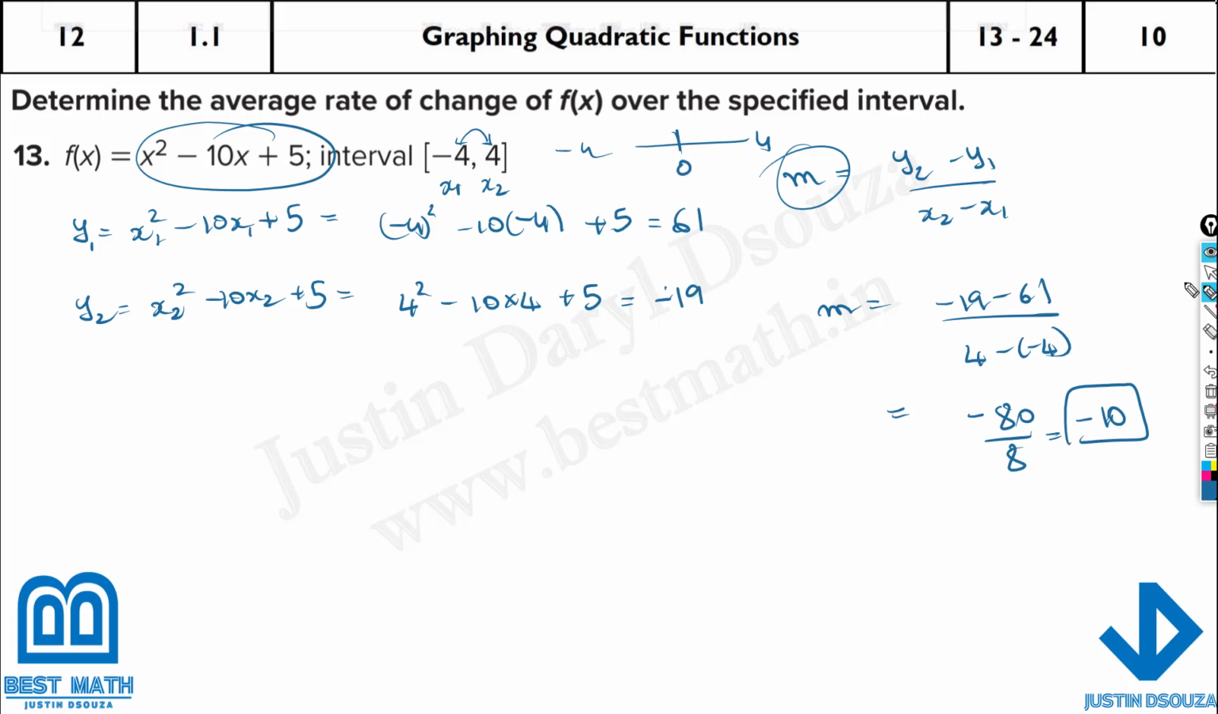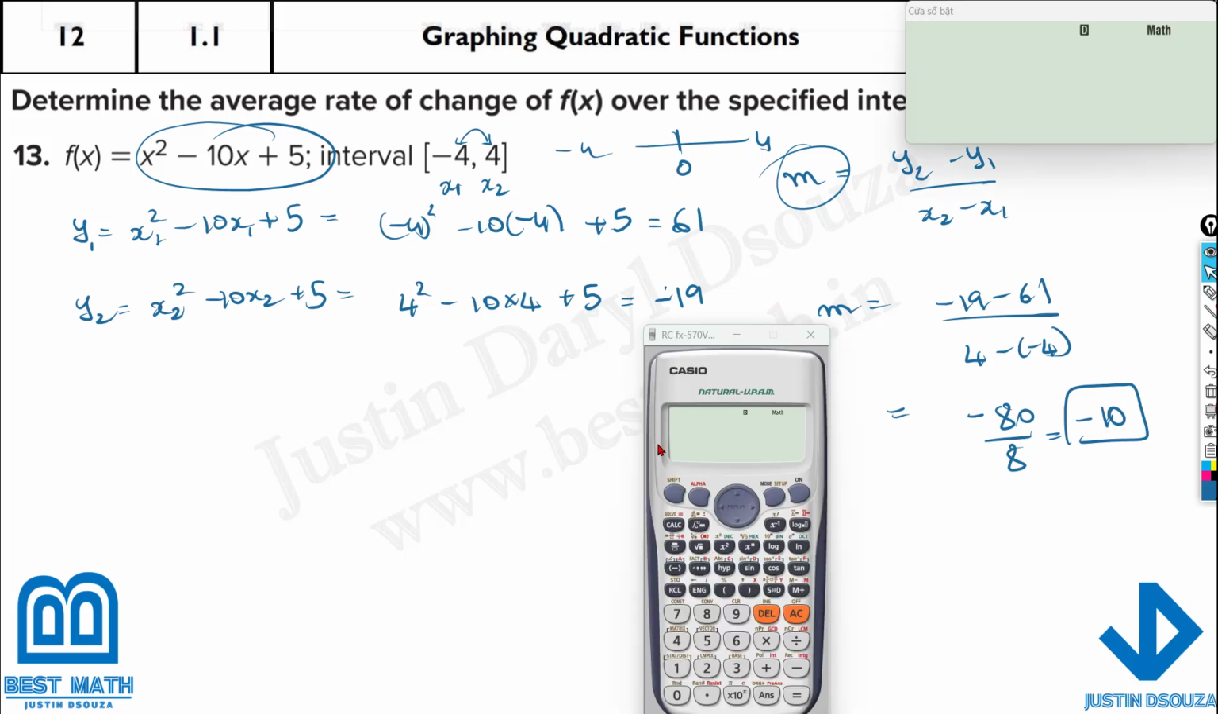Let me show you. One method is this. Another method is, let's take our calculators. Here, you see there's a symbol, d by dx. If you press shift and the integral symbol, you get d by dx. Now just put x squared minus 10x plus 5. And what is the x value? It's the average of these two, minus 4 and 4. If you find the midpoint, it's 0. In this topic, all the questions have 0 at the midpoint. So the answer is minus 10.